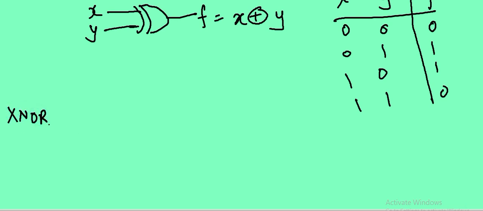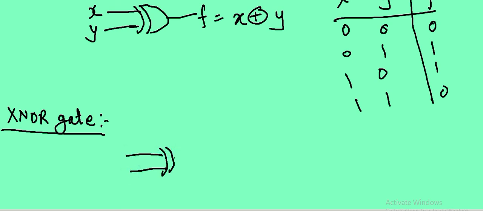XNOR gate. XNOR gate is, this is your XNOR gate. It is nothing but the Xor gate followed by NOT gate. So this is your XNOR gate.